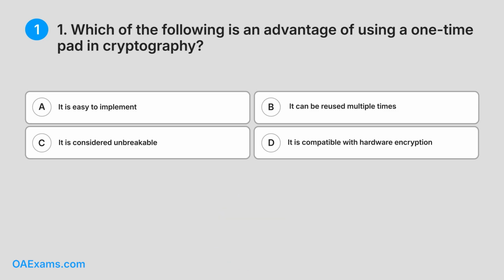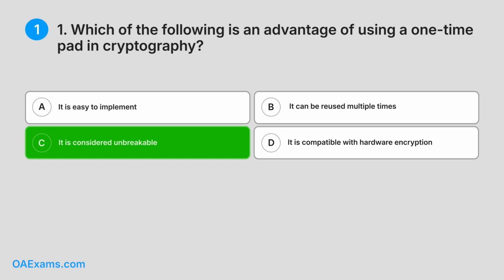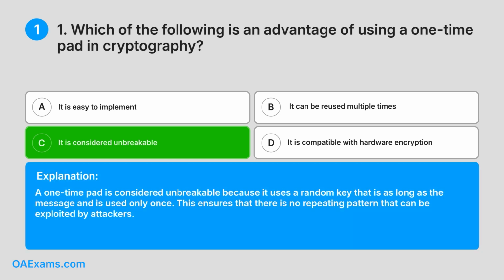Correct answer: C. It is considered unbreakable. Explanation: A one-time pad is considered unbreakable because it uses a random key that is as long as the message and is used only once. This ensures that there is no repeating pattern that can be exploited by attackers.